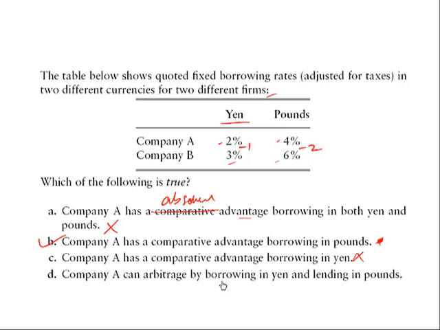Company A can arbitrage by borrowing in yen and lending in pounds. Please note, he cannot arbitrage, or the arbitrage opportunity will depend on the forward exchange rates. So please remember the concept of currency forwards and futures, wherein we specifically proved that just because an interest rate differential exists doesn't mean there is an arbitrage opportunity, because forward rates would be such, or the pound would depreciate such that this benefit would vanish. So just an interest rate differential does not indicate an arbitrage opportunity. That also depends on the forward rates.